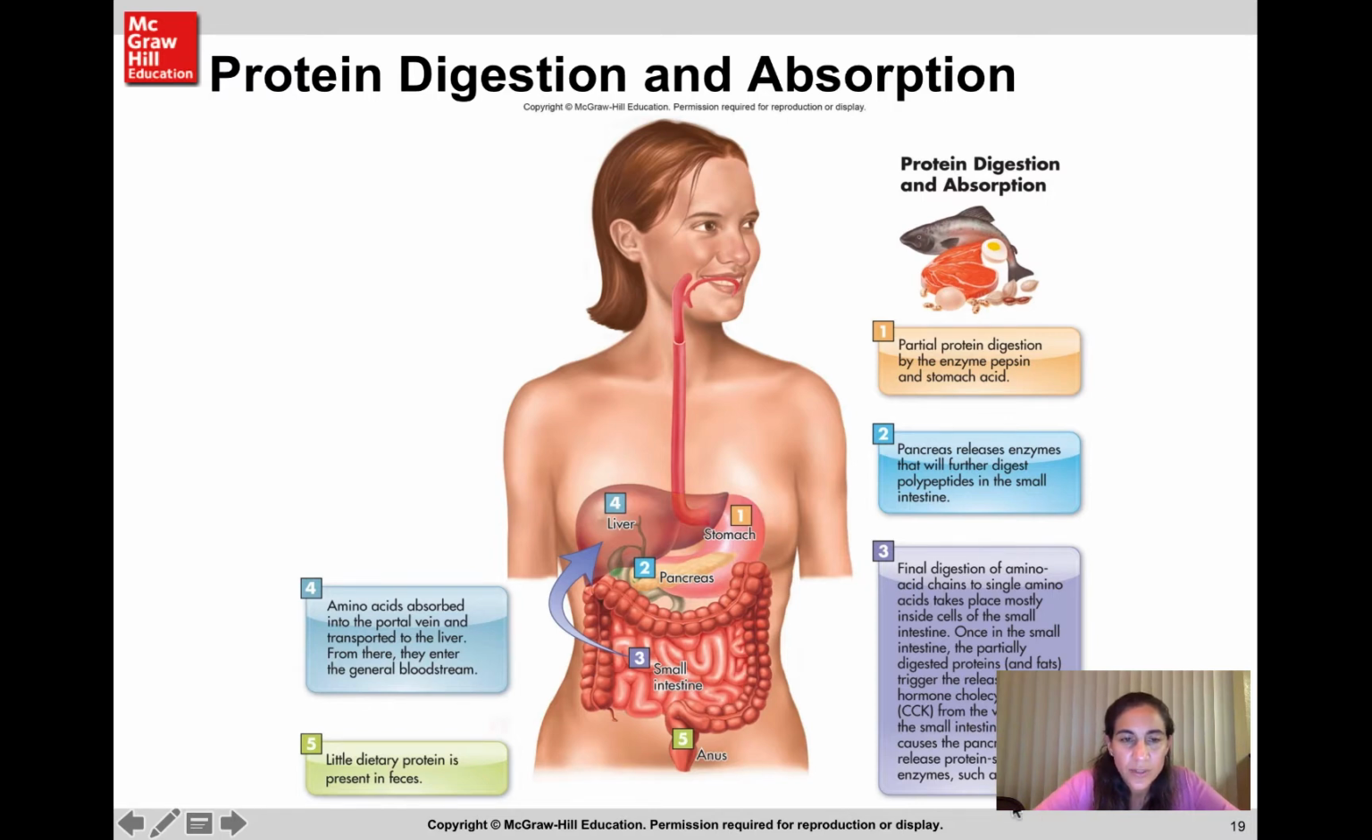called trypsin. We then have the absorption of amino acids in the small intestine. Those amino acids will then go into the blood circulation through the portal vein. It will be transported to the liver.